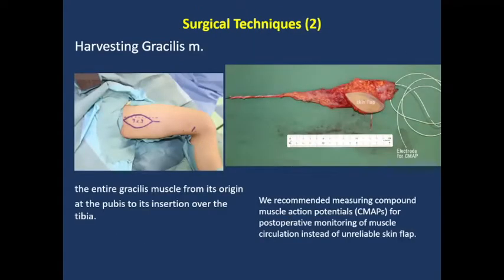The entire gracilis muscle with a monitoring skin flap was harvested from its origin at the pubis to its insertion over the tibia, depending on the necessary length. We recommend measuring the compound muscle action potentials, CMAPs, for post-operative monitoring of muscle circulation instead of the unreliable skin flap.